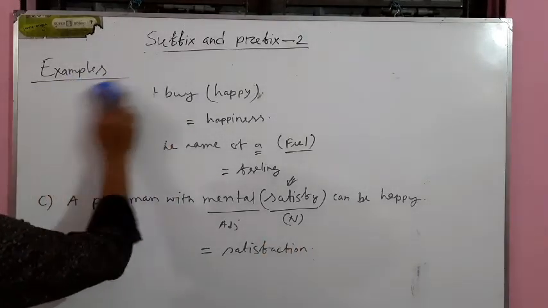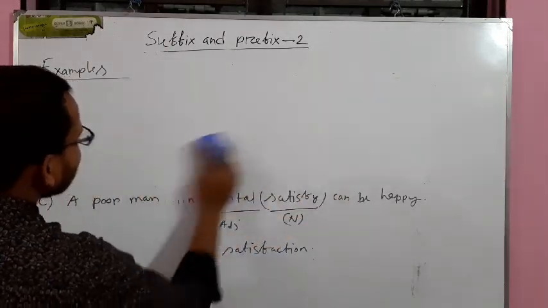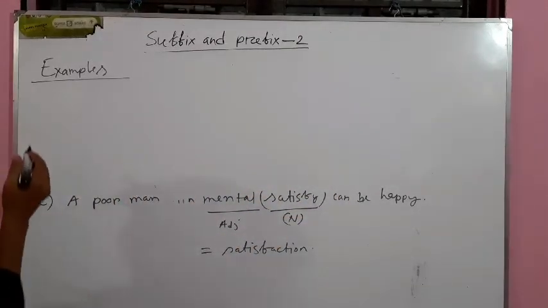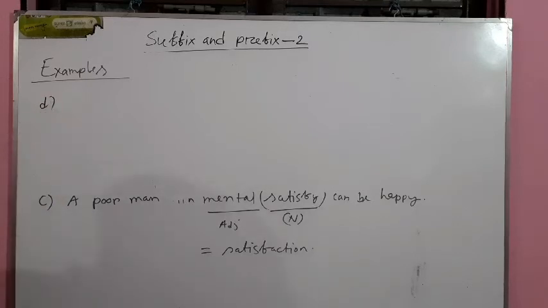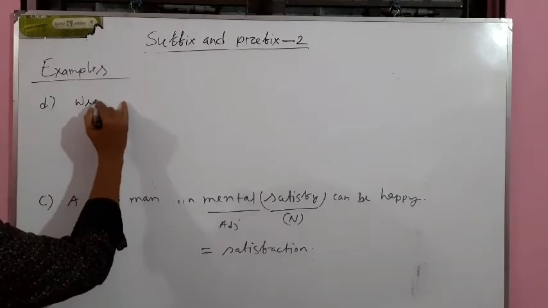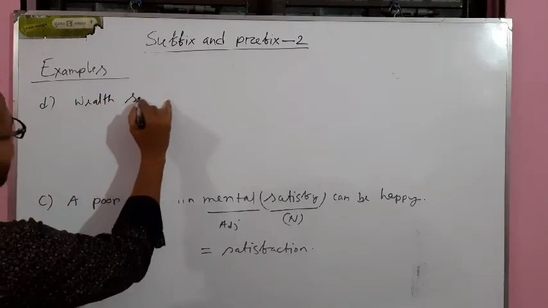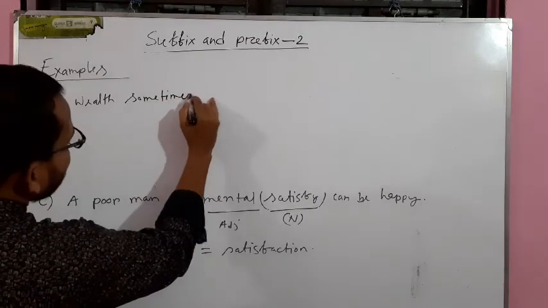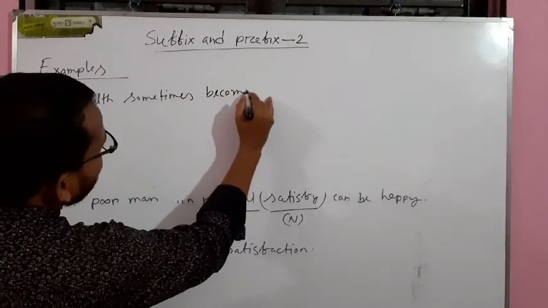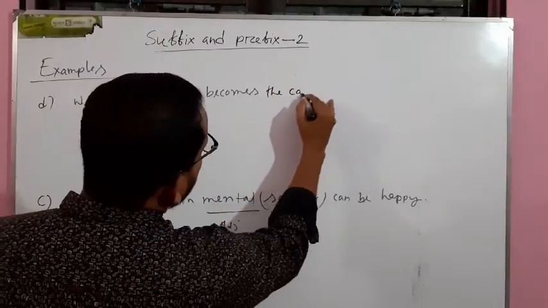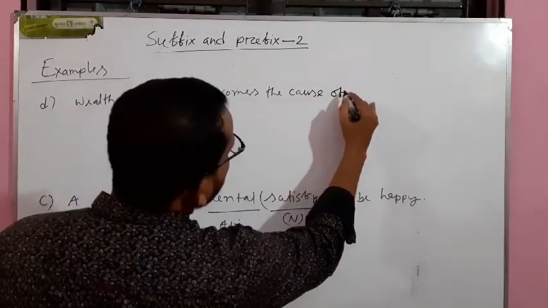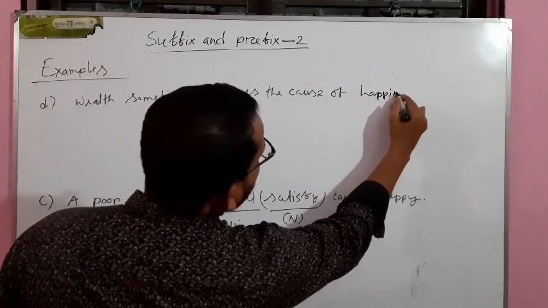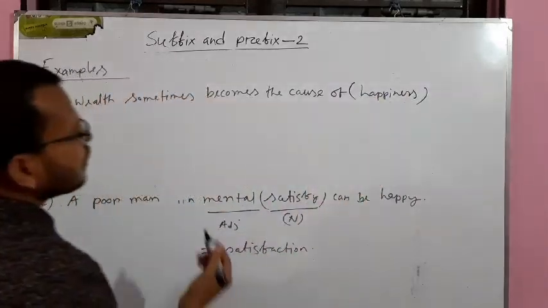Let me wrap the first part because I have to get space for writing the next example. D. Let us go to the last example. Wealth sometimes become the cause of wealth. Wealth sometimes becomes the cause of happiness, H-A-P-P-I-N-E-S-S. Now look at the sentence.